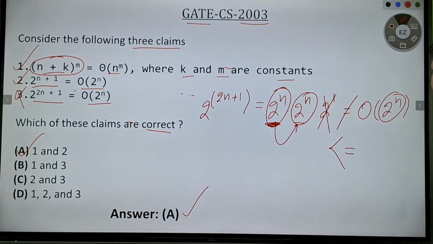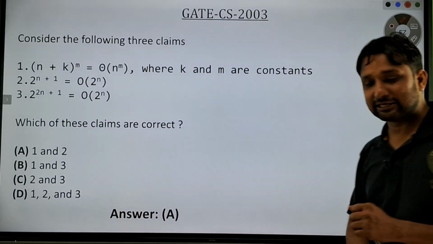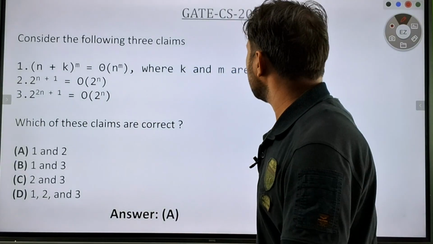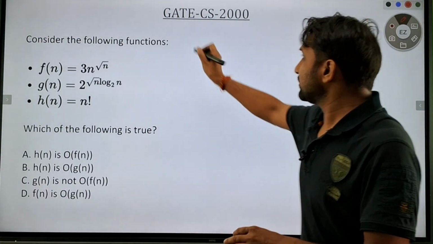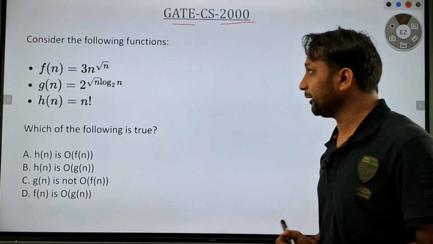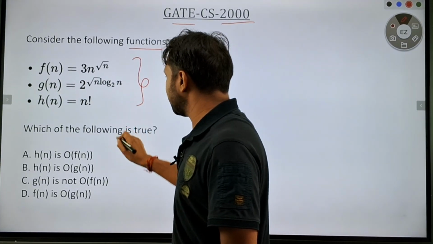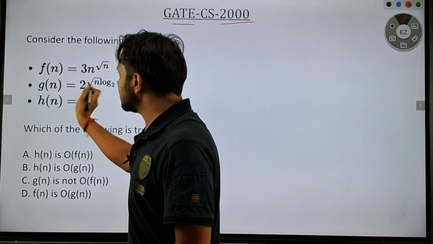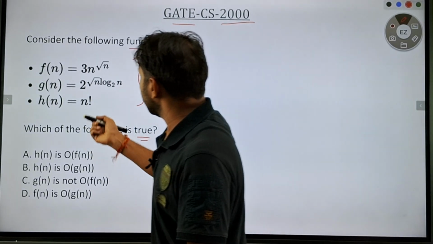Fine, let's move to the next problem now. Let's solve all the GATE last 30-year PYQs. This is a GATE 2000 question. Let me check the problem statement. Again, we have some functions with us. We need to compare them. We need to find out which of these claims is the right one. So let me compare.